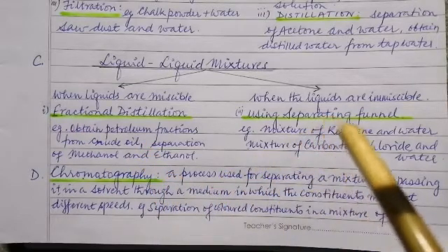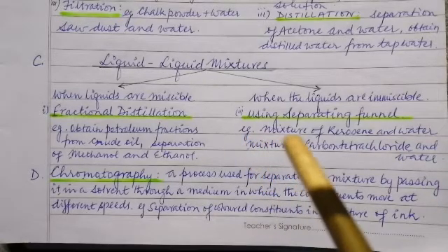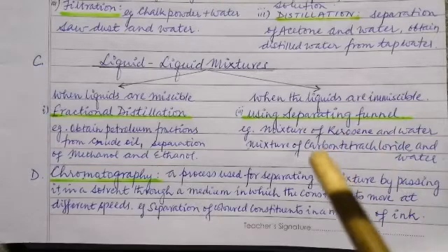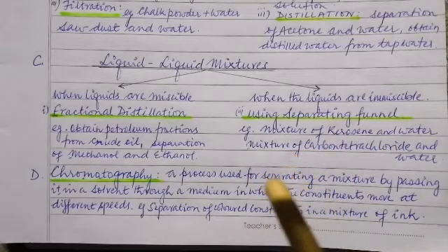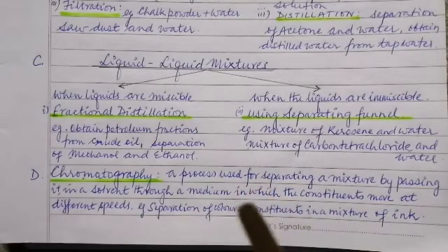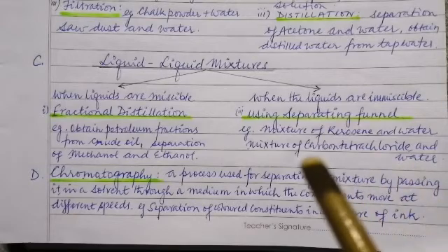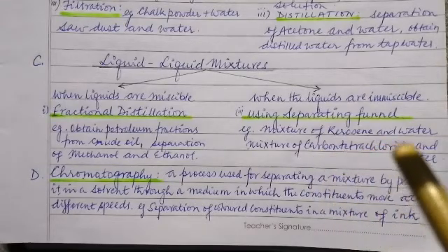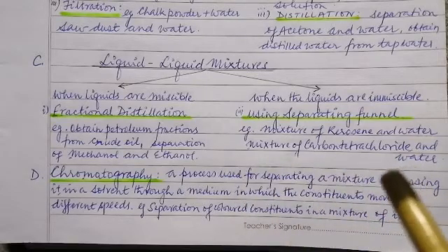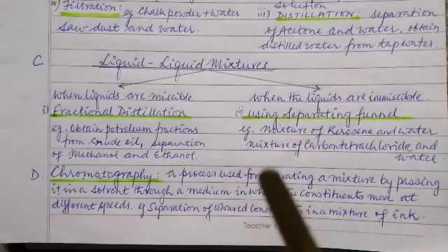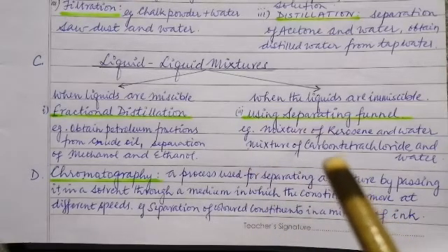Now, when the liquids are immiscible, then you opt for using a separating funnel to separate the liquids present in the immiscible mixture. For instance, a mixture of kerosene oil and water. Now you know that kerosene oil is not miscible. It does not dissolve in water. A mixture of carbon tetrachloride and water: you go for separating by using a separating funnel.